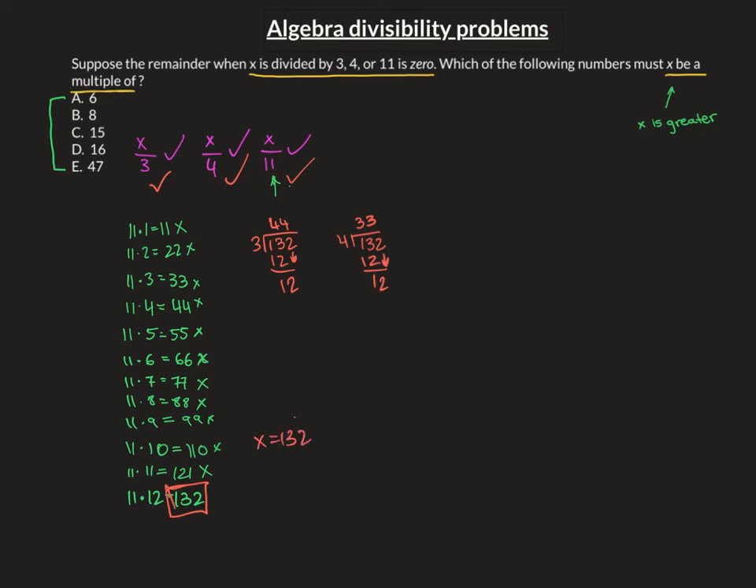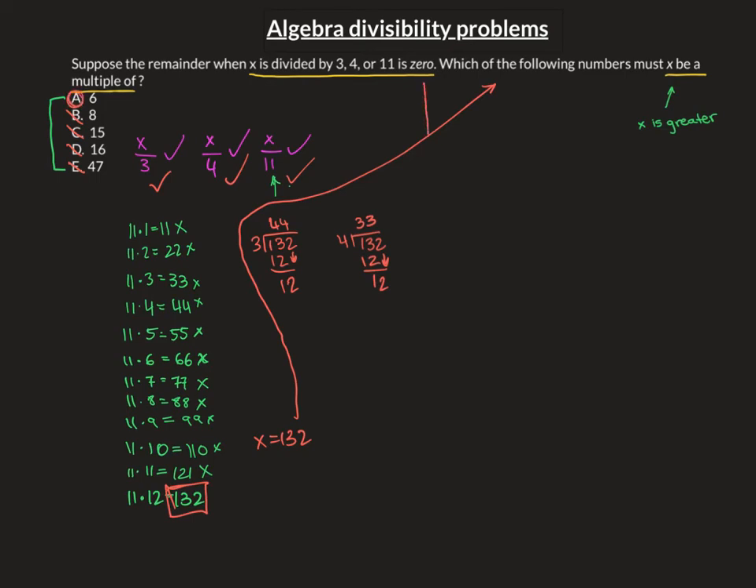Now if we look back to our question, which of the following numbers must x be a multiple of? If x must be a multiple of it, that means we look at our choices A, B, C, D, E, and see which of these numbers can be multiplied by a number to get 132. So we can just divide. 8 will not work, 15 won't work, 16 won't work, and 47 won't work. So that leaves just 6 left.